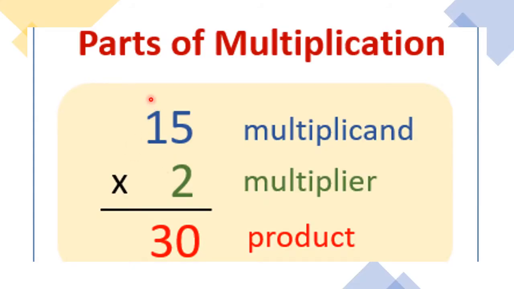So students, these are the names of the parts of multiplication. Here we have an example: 15 multiplied by 2 is equal to 30. In this example, 15 is the multiplicand, 2 is the multiplier and 30 is the product. We can say that the multiplicand is a number that is to be multiplied by another number, or in other words the first number is the multiplicand. The multiplier is the number by which we multiply, or the second number is the multiplier, and the answer of multiplication is called the product. Here 30 is the product.